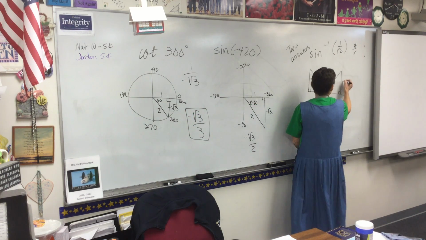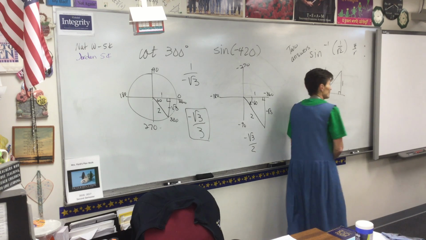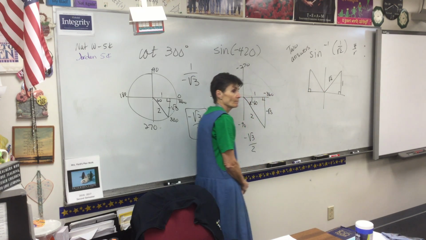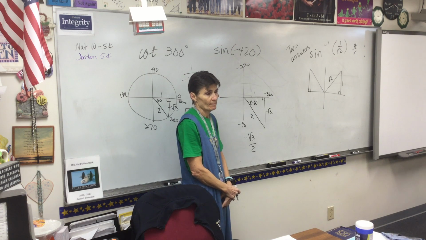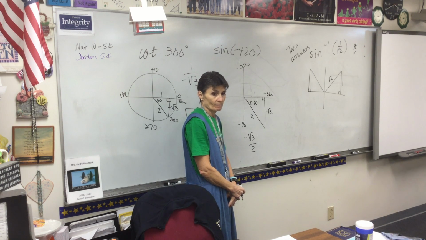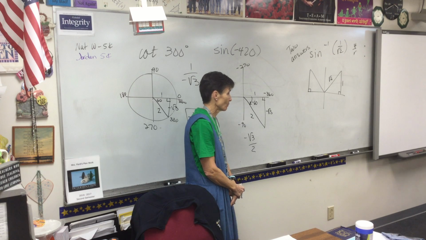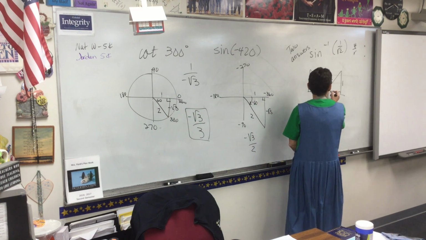Now, according to the problem, opposite is 1 and hypotenuse is root 2. You should recognize that. How big is that angle? 45. They're both 45.